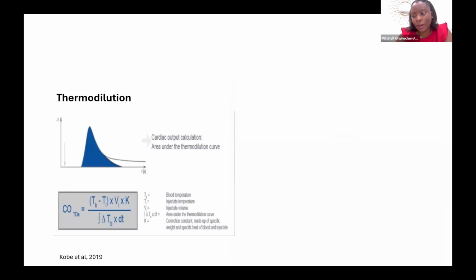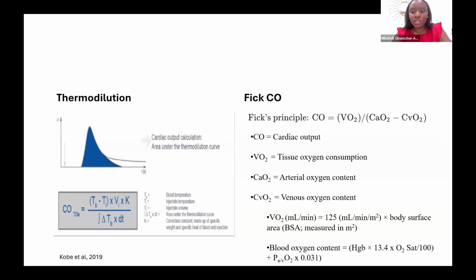So this is a measure that has been well validated by multiple studies. You can also get your cardiac output by doing the Fick's principle. This is a principle that was developed by Dr. Adolf Fick in the 1800s, and you get it by dividing your tissue oxygen consumption by your arteriovenous oxygen difference. And your tissue oxygen consumption is estimated to be 125 times your body surface area.